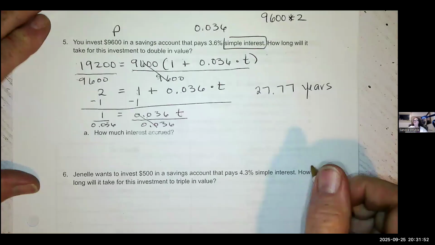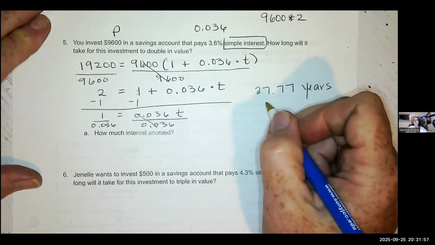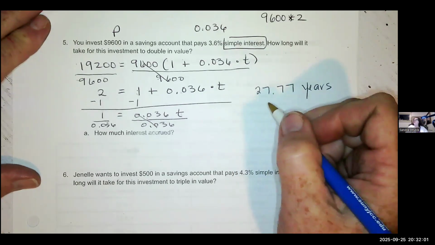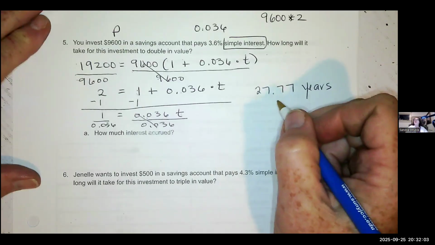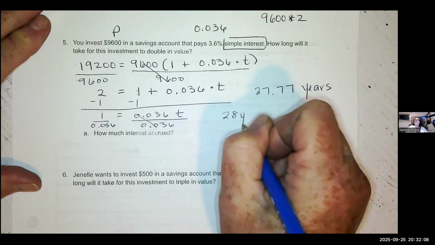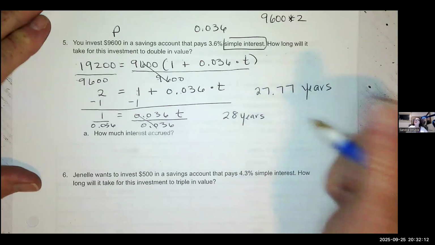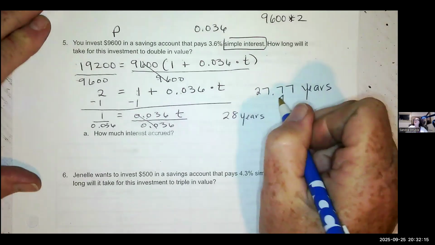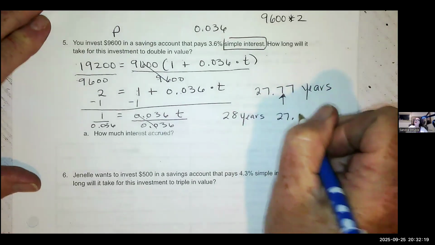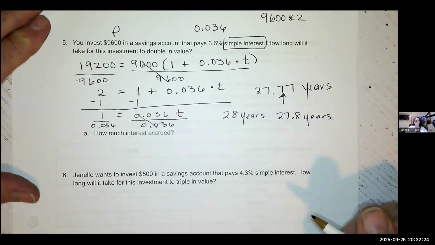Let's talk. You can't say 27 because that wouldn't be enough. You could say 28, you'd just be over a little bit. So I'm fine if you answer 28 years, or if you say 27.8, because I know we discussed in class using the tenths place for our answers for decimals. So you could say 27.8 years. Either one of those would be acceptable for me, okay?